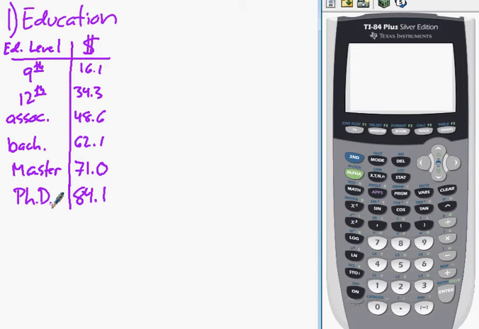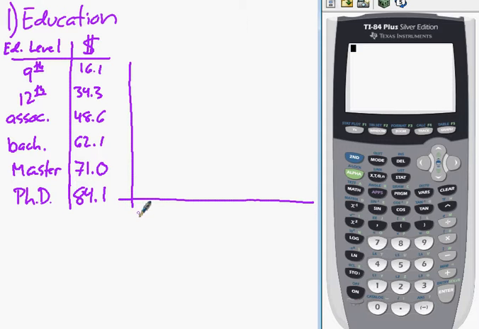Here's the information given in the paragraph. $16.1 thousand a year if you have 9th grade education, $34.3 thousand a year, 12th grade education, associates, bachelor's, master's, PhD, with all the corresponding average salaries that you would start with. We need to do a bar graph for these.